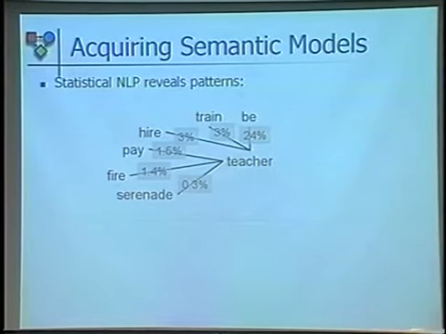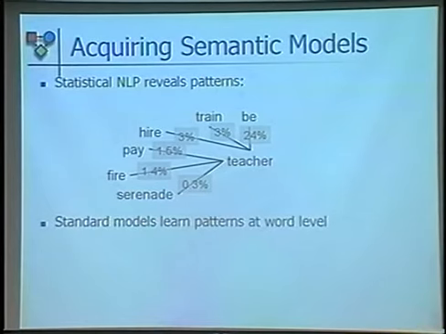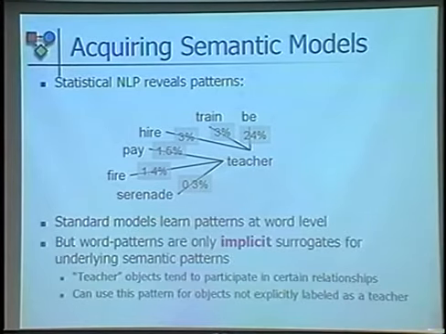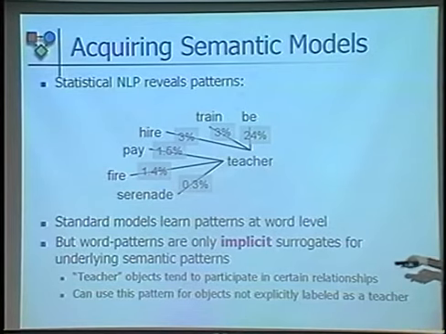But this is purely at the syntactic level. These are correlations between words. But you can see that these are implicit surrogates for what are actually underlying semantic patterns, that teacher objects tend to participate more in certain relationships than in others. So perhaps if we took this pattern and learned it at the semantic level, we can learn what kind of relationships certain objects tend to participate in directly from the data, as in fact we're doing now implicitly even at the syntactic level.